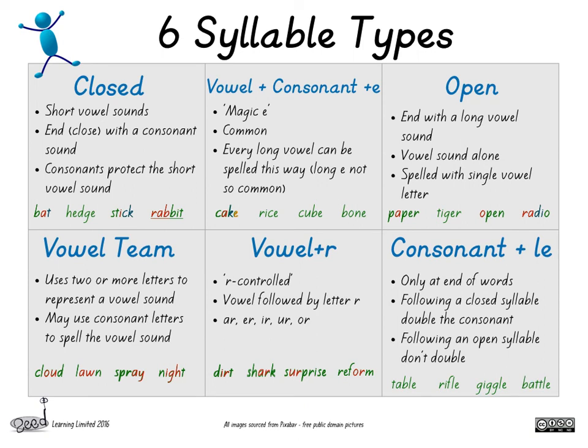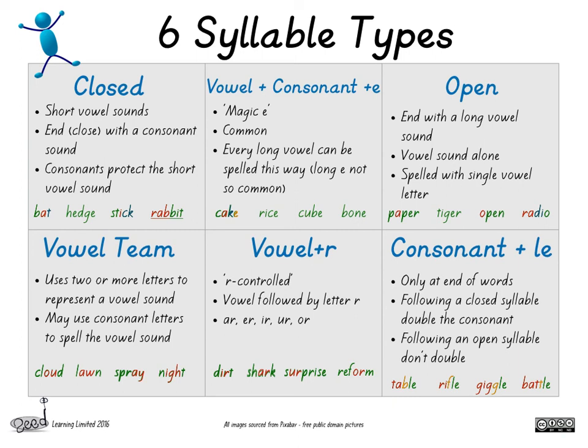Notice in table and rifle, the first syllable of the word is an open one. We hear that long vowel sound. Table. Because that first syllable is open, we don't double the B. Rifle. Because the first syllable is open, we don't double the F. In giggle, the first syllable is closed. Gig, gull. So we do double the G. The same is true in battle. The first syllable is closed. Bat-tle. So we see the double T spelling.